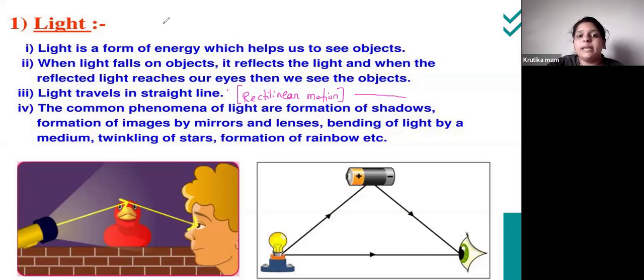Formation of the images by the mirror. So for example, if you stand in front of a mirror you are able to see the images. That is also because of the light. There are lenses, so from lenses also images form. That is also the phenomena of light.